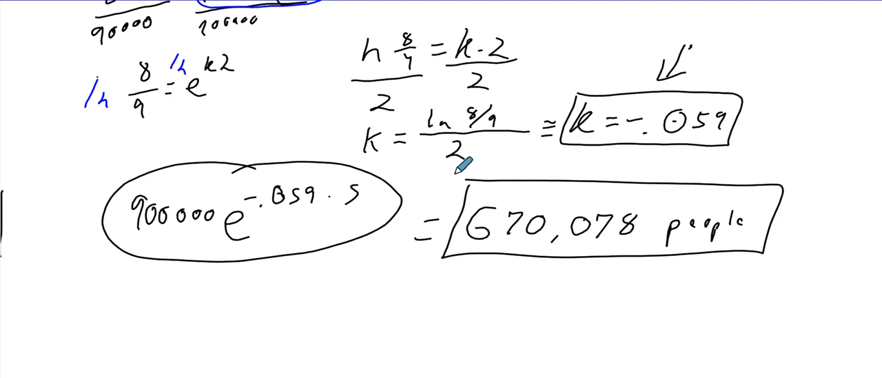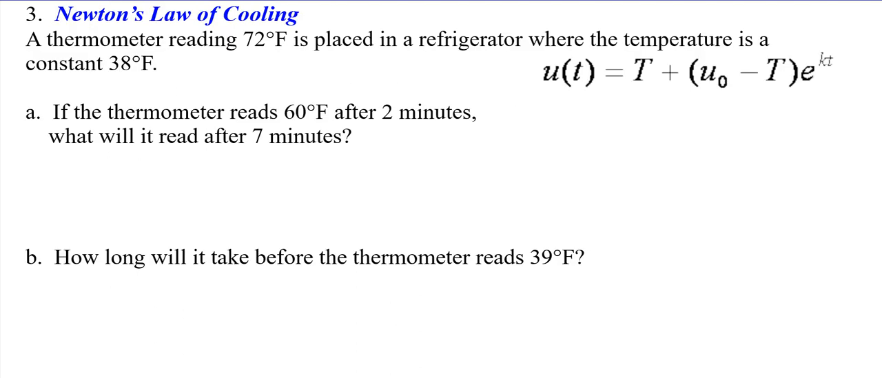Okay, let's look at our final example here. Newton's law of cooling. A thermostat reading 72 degrees is placed in a refrigerator where the temperature is a constant 38 degrees. So the temperature of our environment is 38 degrees F. Our initial temperature is the temperature that was reading on the thermostat. Okay, so we don't know our K and we don't know a T. But here, the first one, the thermostat reads 60 degrees after 2 minutes. What will it read after 7 minutes?